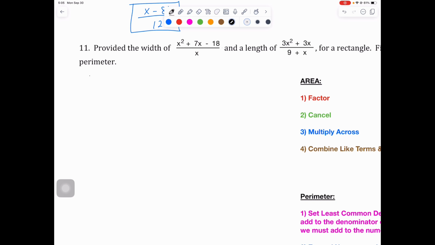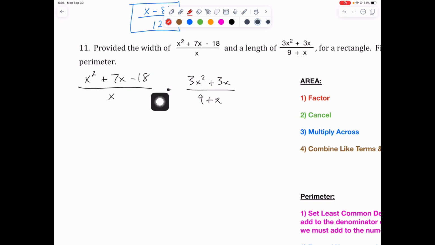Let's just go ahead and write this out. x squared plus 7x minus 18 over x. We're going to multiply because area is length times width, times 3x squared plus 3x over 9 plus x. Are we good so far? I hope so. Wonderful. What we need to do though, number 2. Well, really number 1, I just forgot to write it, but we just wrote it, no big deal.